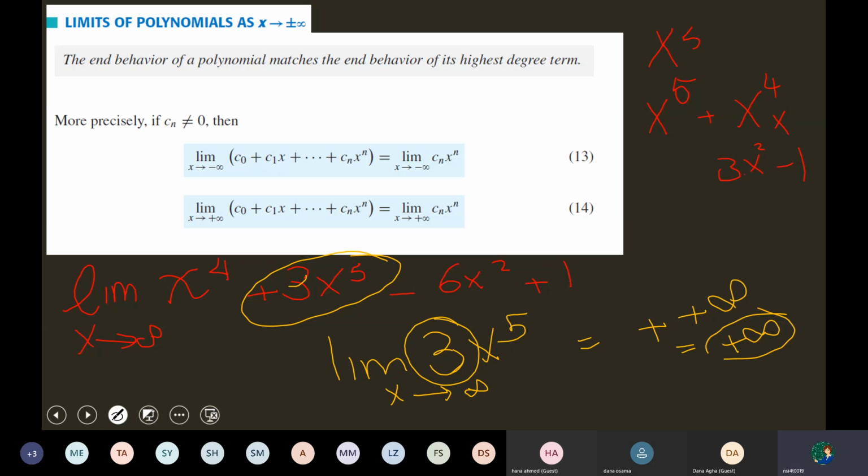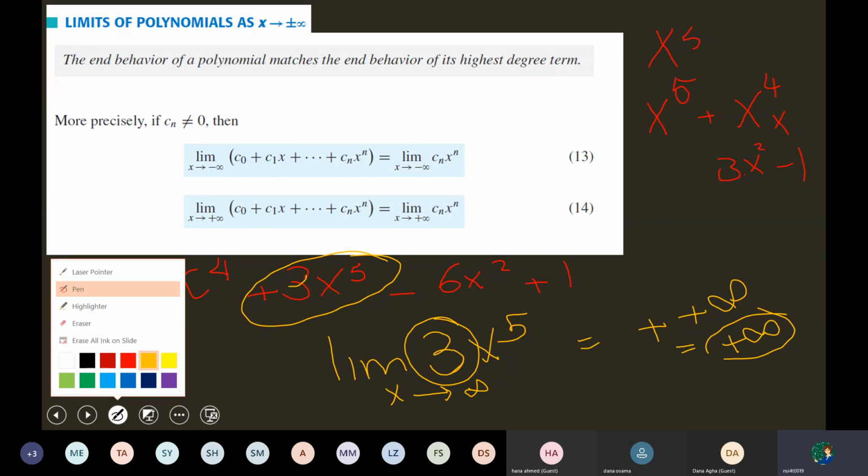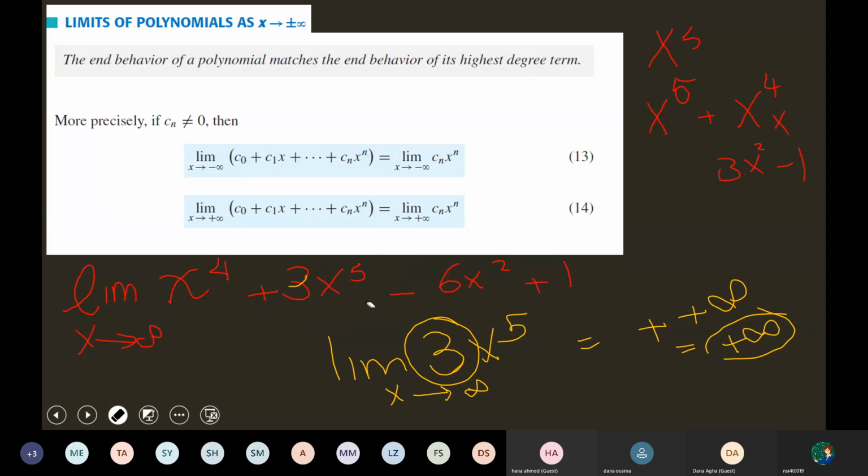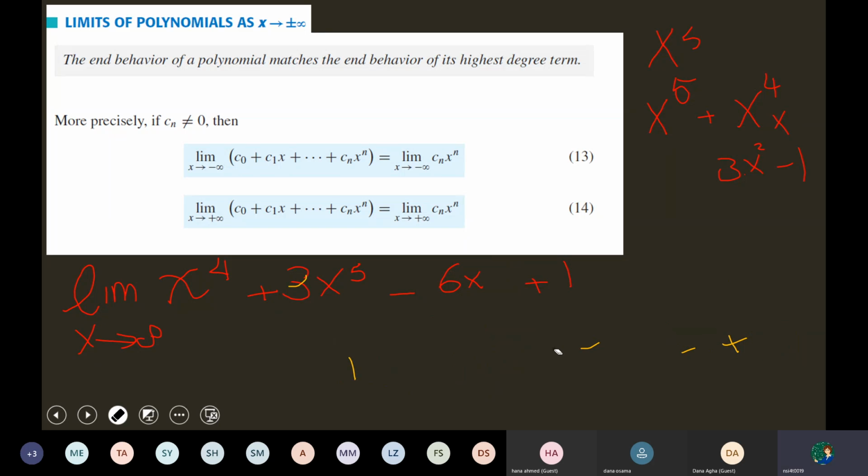Okay. Now, be careful. If you have another example, like this: the limit of x raised to 4 plus 3x raised to 5 minus 6x raised to 7 plus 1.